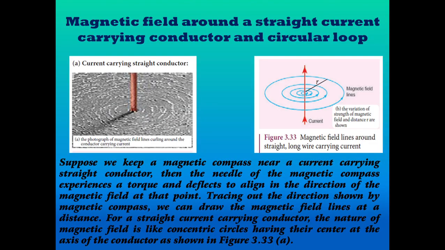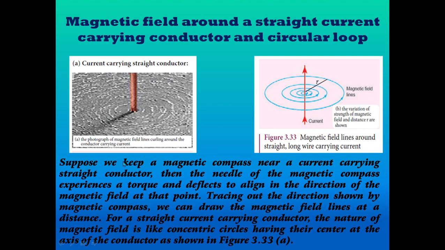This is the diagram for the current carrying straight conductor and circular loop. Here this is the diagram to indicate magnetic field lines around a straight long wire carrying current. When current passes through the straight conductor, it produces magnetic field lines.